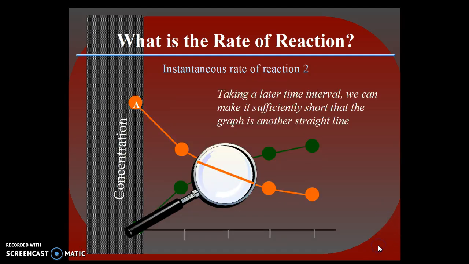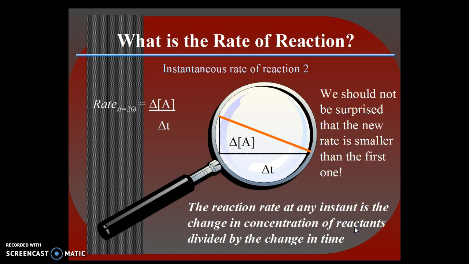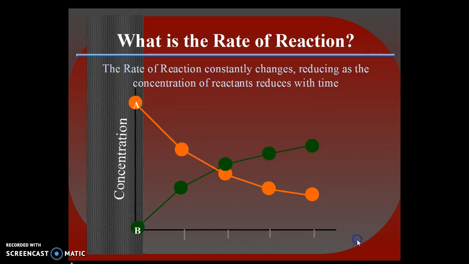If we go to a later time interval, then we can see, again, a very short line, a very short tangent line, perhaps. And we see the same type of calculation after 20 minutes, the change in A over the change in T. And we're not surprised that the new rate is smaller than the first one because we are 10 minutes later. The concentration of reactants is lower, so the reaction rate must be lower.